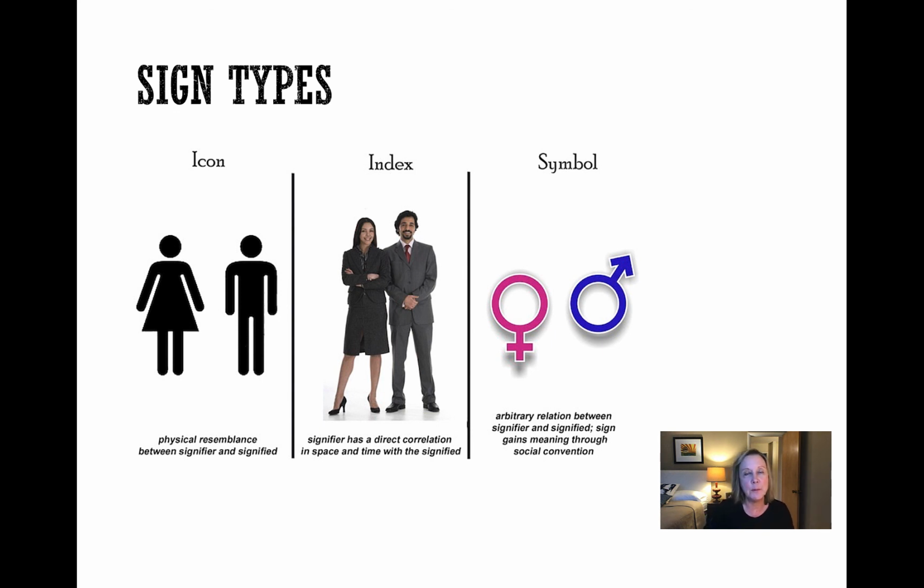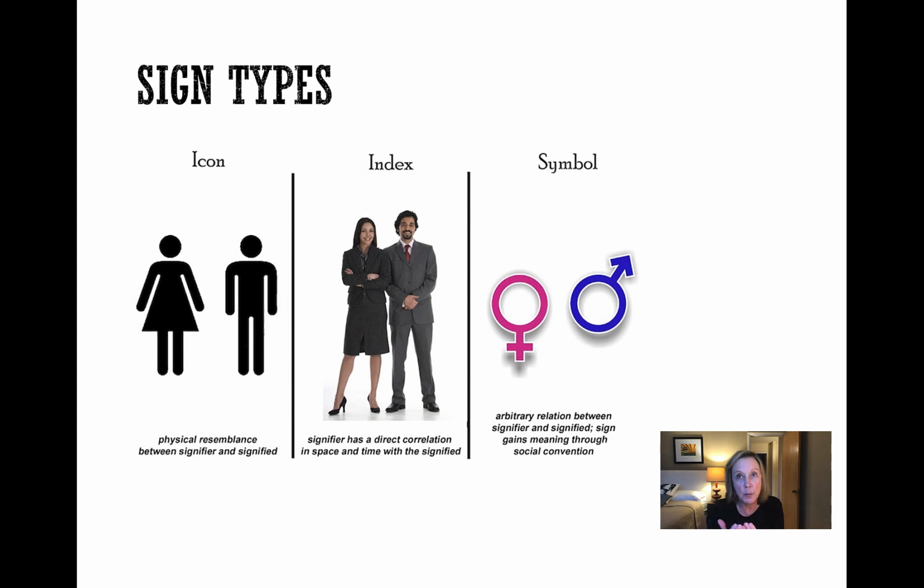And then we have symbols. With symbols, there's an arbitrary relationship between the signifier and the signified. So the sign gains meaning through social convention. And we have to learn what the signs mean. We can't intuit them. So we learn over time that something represents something, and then we very strongly come to associate it with something else.